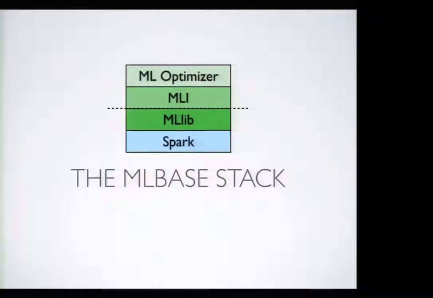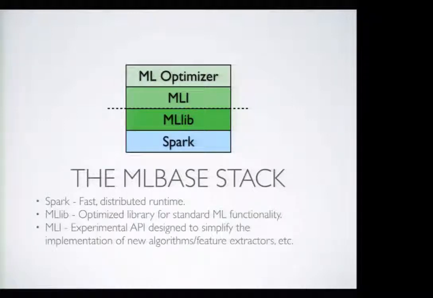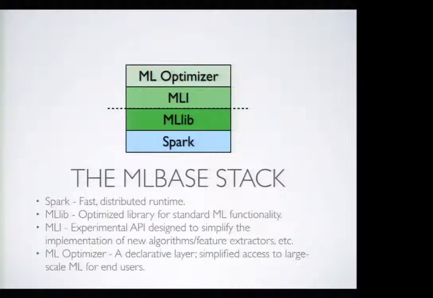So the stack of MLBase looks like this. MLlib is the first component of the stack. It ships, of course, with Spark as one of the standard libraries. It's the standard library for machine learning. MLI is an experimental API designed to simplify the implementation of new algorithms and feature extractors and the kinds of machine learning goodness you would want on top of such a system. And then the ML optimizer is a declarative layer designed to give people the ability to automatically come up with these pipelines without needing to be absolute experts at machine learning. So MLlib and MLI, I'll give you a status update as to where those are in just a minute. But most of this talk, I'm actually going to talk about this crazy research stuff that's going on top of these lower components of the stack.